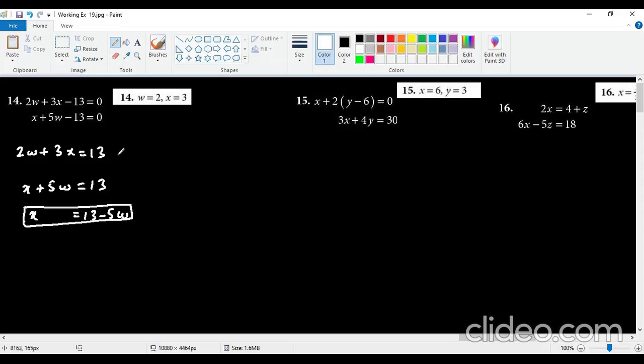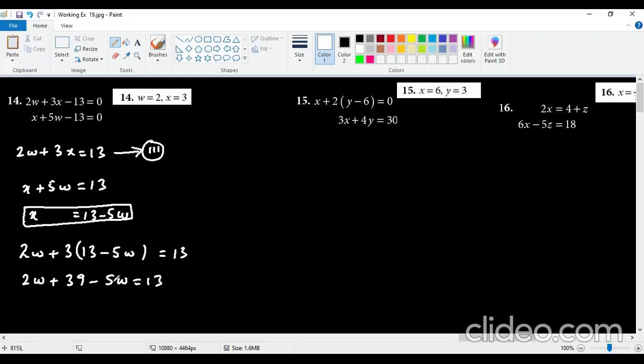Now I will use equation number 3. We say 2w plus 3x. Instead of x, I will use the value of x, which is 13 minus 5w. So it's going to be 2w plus 39 minus 15w equals 13. So 2 minus 15 is going to give us minus 13w equals 13 minus 39. So 13 minus 39 is going to be minus 26.